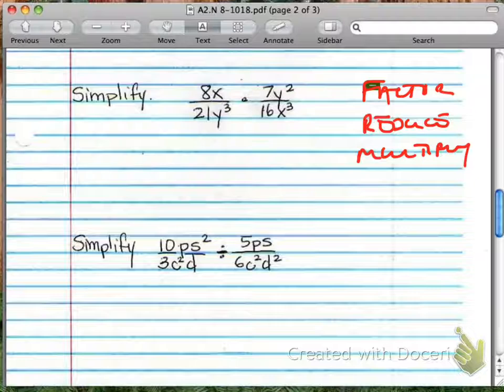Does 8 go into 16? Yes. So I can get rid of 8, right? And it becomes what? 1. What does 16 become? 2. Okay? What about down here? What about the x's? I have common x's, right? So what's going to happen here? This one's going to cancel, and how many do I have left here? 2. So now I have 2x squared.